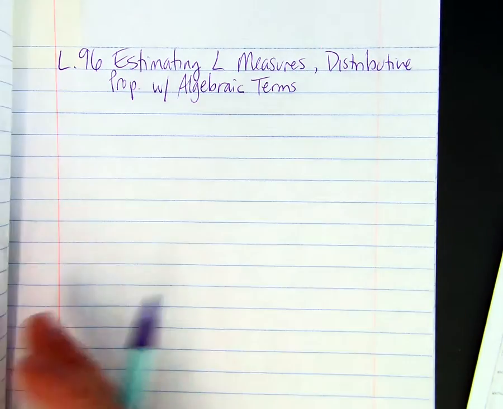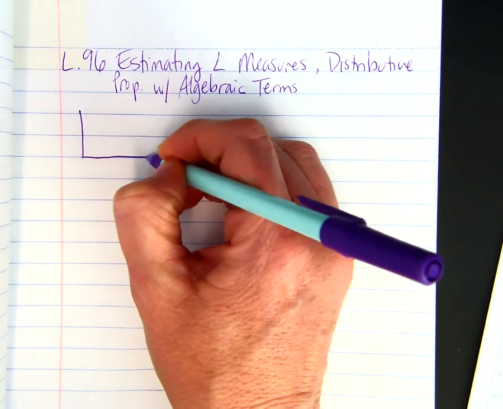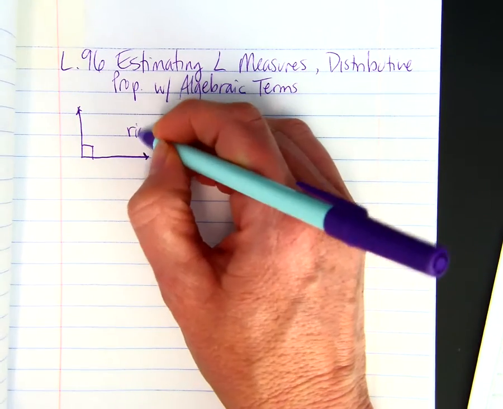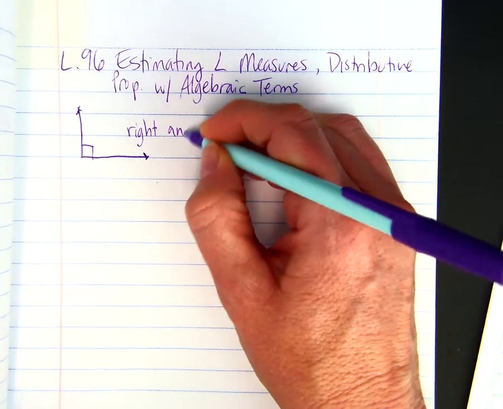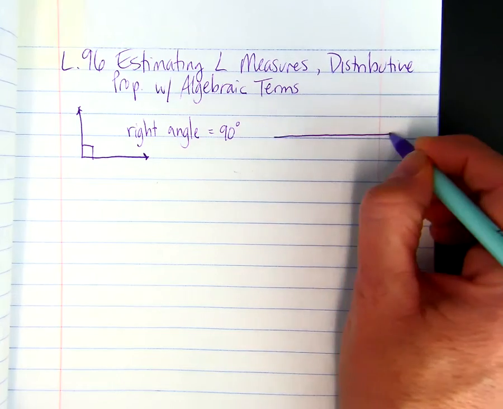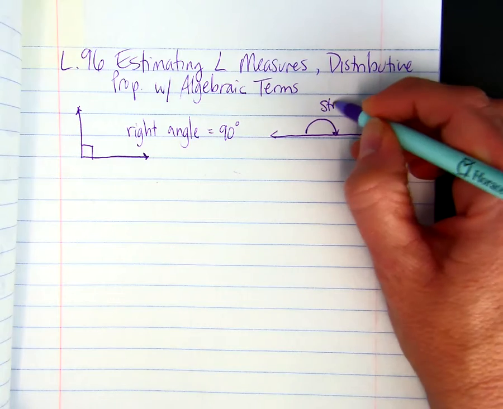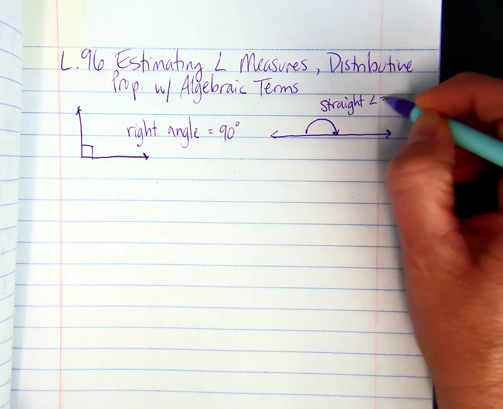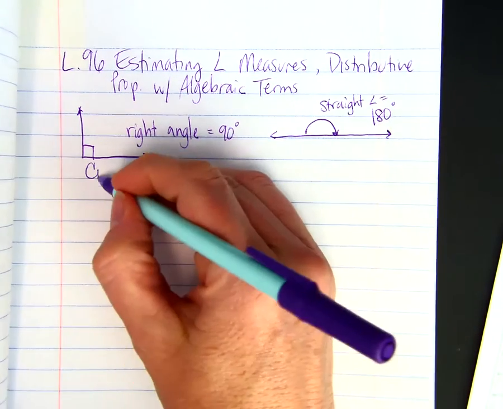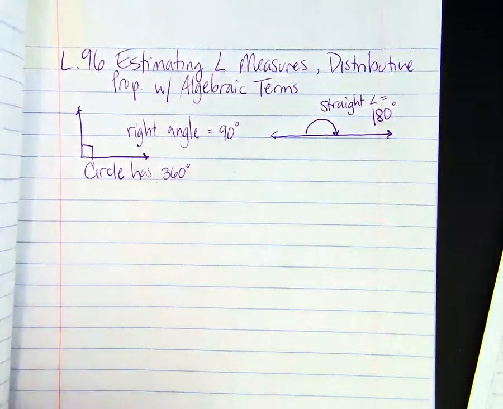So, if we can remember that a right angle looks like this, and it is equal to 90 degrees. Then we have what's called a straight angle, and that's 180 degrees. And then a full circle has 360 degrees.